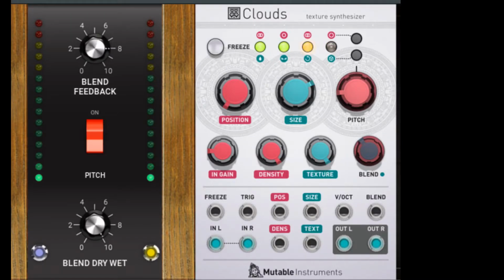Welcome to part 13 of my series about Softube Modular. Today I'm going to talk about the Mutable Instruments module Clouds.